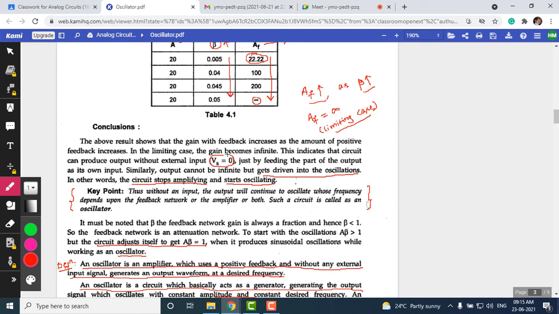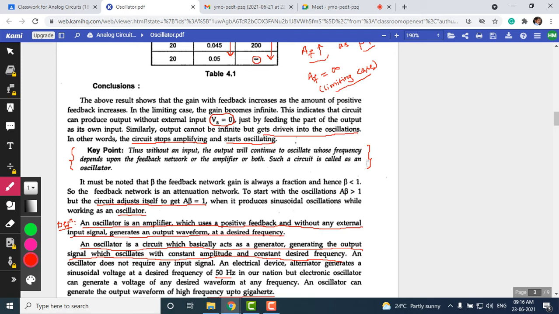You may wonder whether it is practically possible to get an output without applying any input. We will see how this circuit, especially an oscillator circuit or positive feedback circuit, produces an output without applying an input, because positive feedback is used in oscillators, and definitely it is the backbone of an oscillator. In positive feedback, as we have seen, the circuit produces an infinite gain. That means the circuit produces output without an input, just by feeding part of the output back as its own input. So we can get the output.